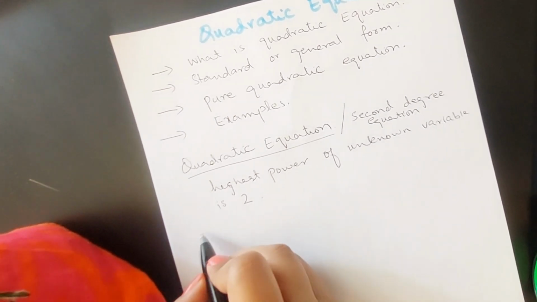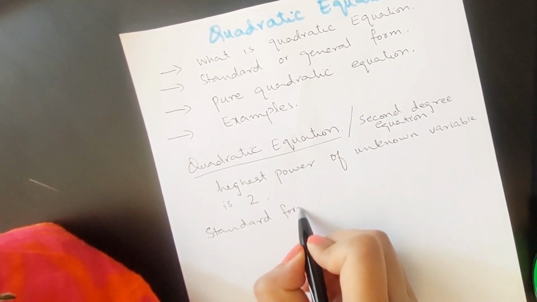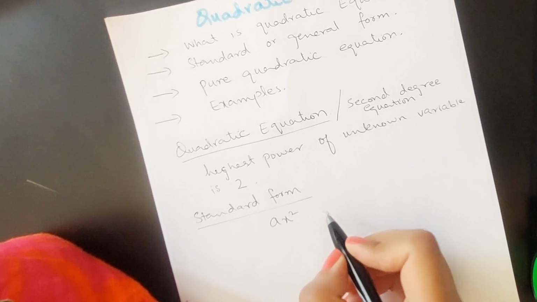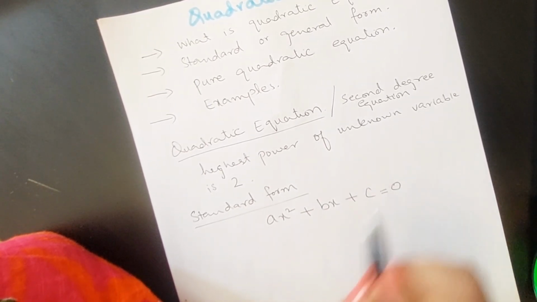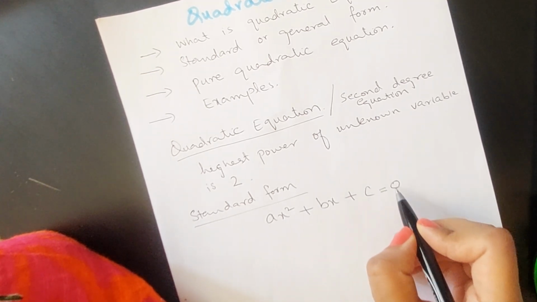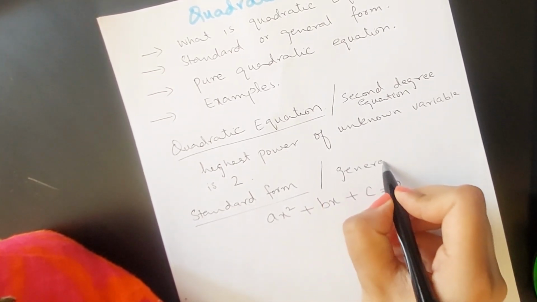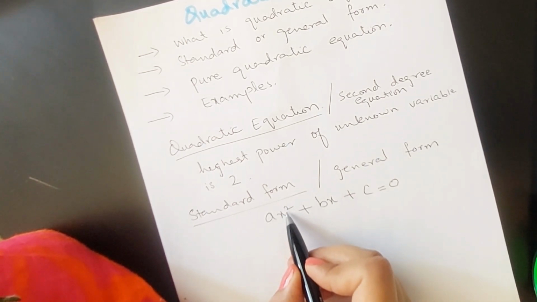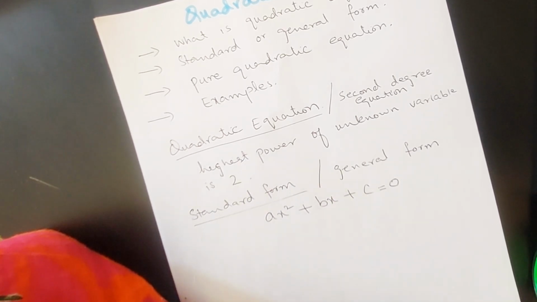Now I will tell you the standard form. What is the standard form of quadratic equation? If I write ax square plus bx plus c is equals to 0, right? This equation is equals to 0. That is why this is called standard form or general form of quadratic equation, because the highest power is 2, so it qualifies as a quadratic equation.